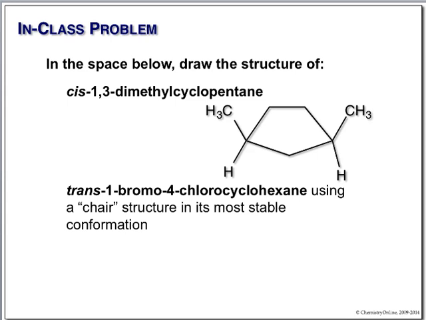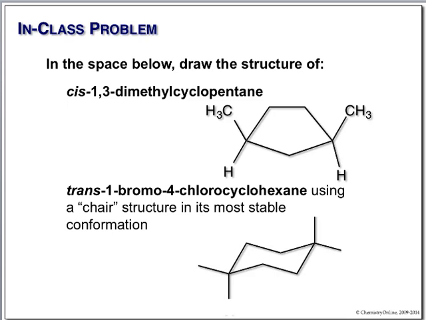Trans 1-bromo-4-chloro cyclohexane. Now here I specifically say I want a chair, and I want its most stable conformation. So if I was answering this question, the first thing I would do is draw a perfect chair. I would show my axial and equatorial bonds in the 1-4 positions.